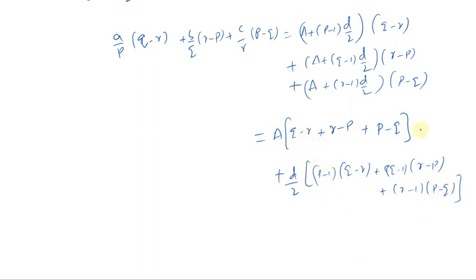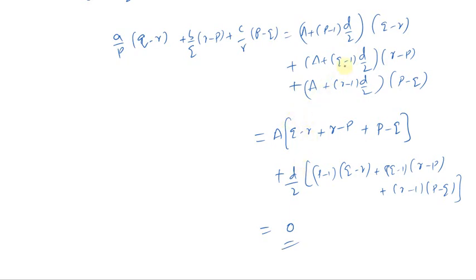So all the terms get cancelled, you are getting 0. Here also, opening this bracket: p into q minus r plus q into r minus p plus r into p minus q, you are getting a cyclic rotation, so you are getting 0. And minus 1 into q minus r, minus 1 into r minus p, minus 1 into p minus q. Once again these terms are also getting 0. So finally you are getting 0.